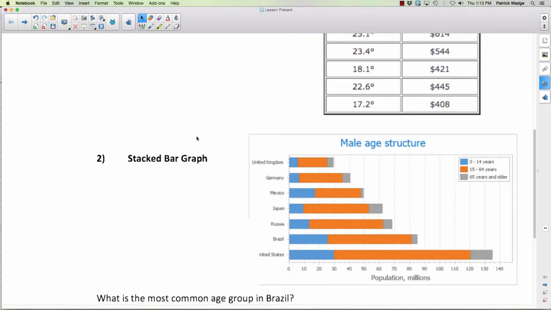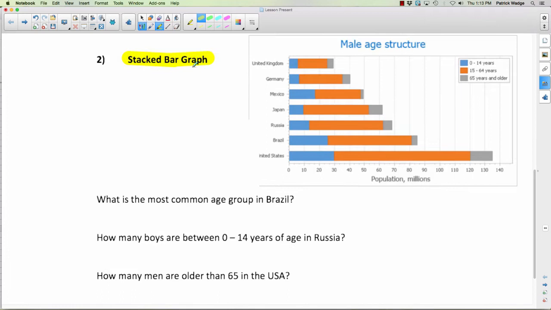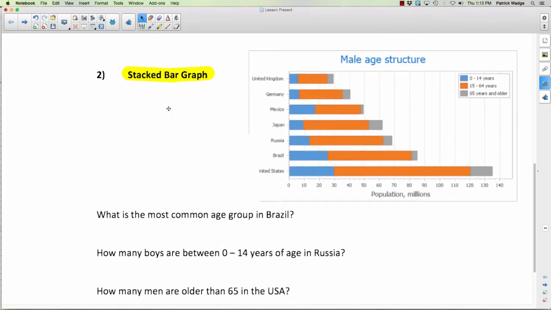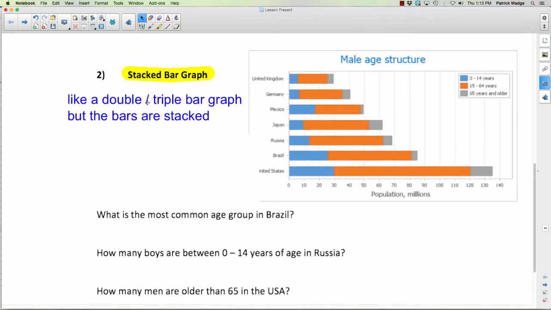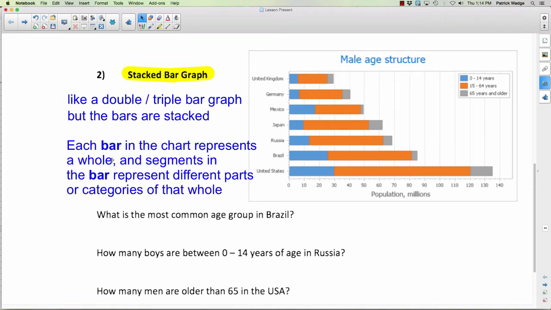This one's called a stacked bar graph. So yes, it is a bar graph, but it's a stacked bar graph. So what does that mean? It's like a double or triple or quadruple bar graph, but the bars are literally stacked, one on top of each other if it's a vertical bar graph, or if it's a horizontal bar graph like this one, they're stacked side by side by side. I don't know why the word bar is bolded here.